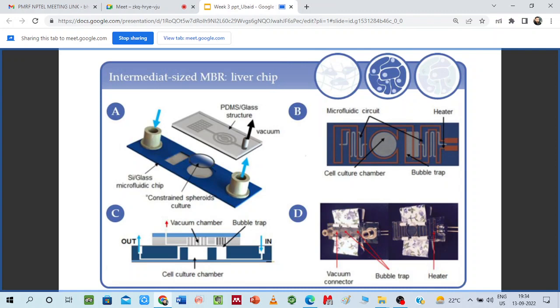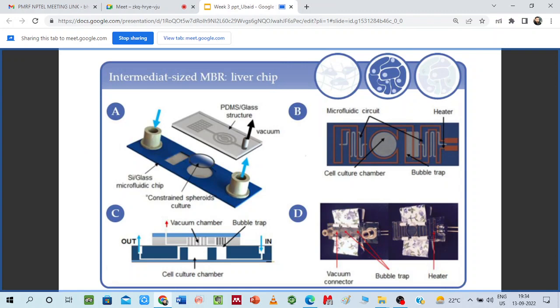Continuous cell culture. One type of culture is static culture, which is done in cell culture flasks. In the flask we add the cells, and after that we add the media, and after some time, 24 to 48 hours, when the media is exhausted, we replace that.